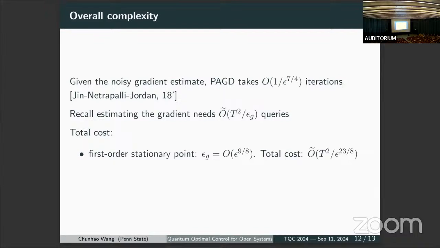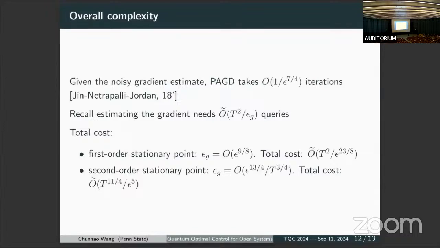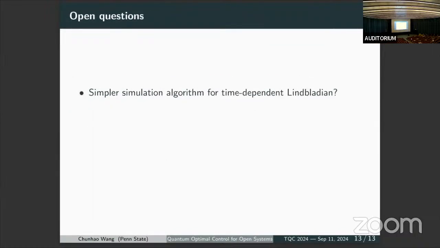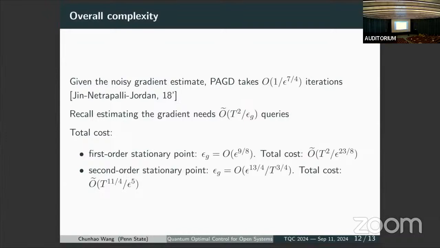And if you need the second order stationary point, meaning that you also need the second order difference to be small, then you need much better precision for the gradient estimation. So this epsilon g is much better than the epsilon in the first order case. It turns out that the total cost is slightly larger than this first order stationary case. So this is the result of this optimal control algorithm for open systems.